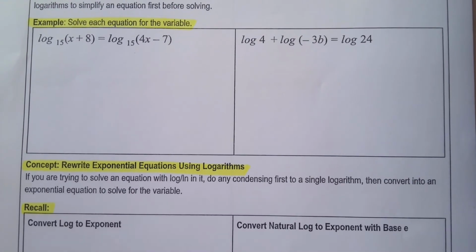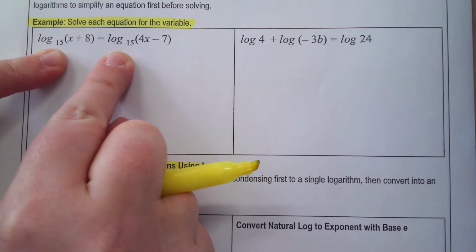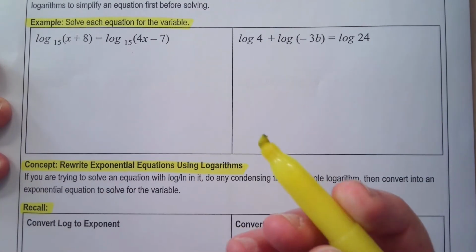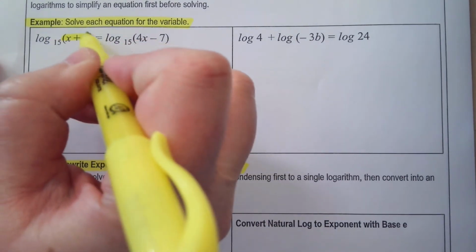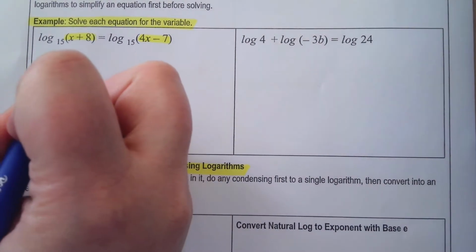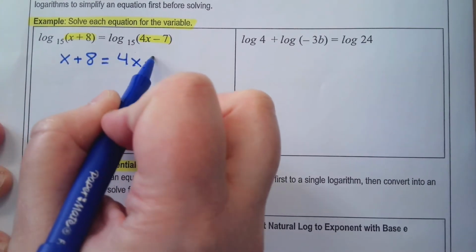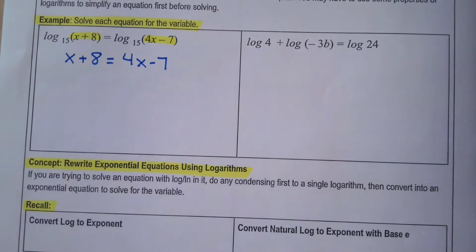Our first one is log base 15 of x plus 8 is equal to log base 15 of 4x minus 7. Now, as you can see, on both sides of the equal sign, we have log base 15. So they are the same, therefore the contents are equal. So we can drop the log base 15 and just have x plus 8 is equal to 4x minus 7.